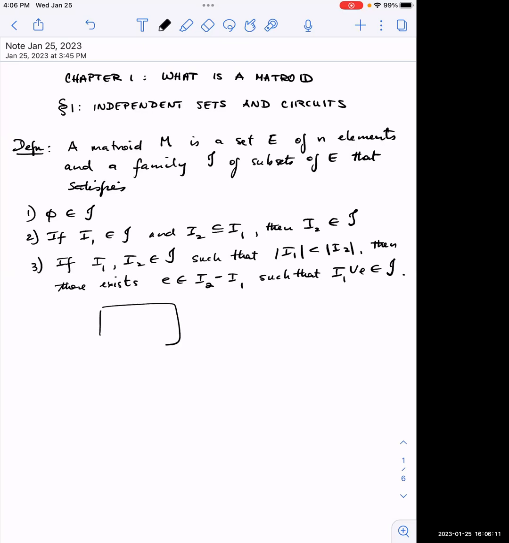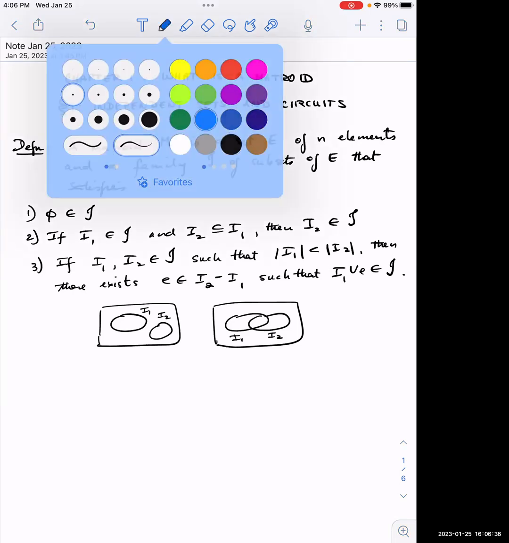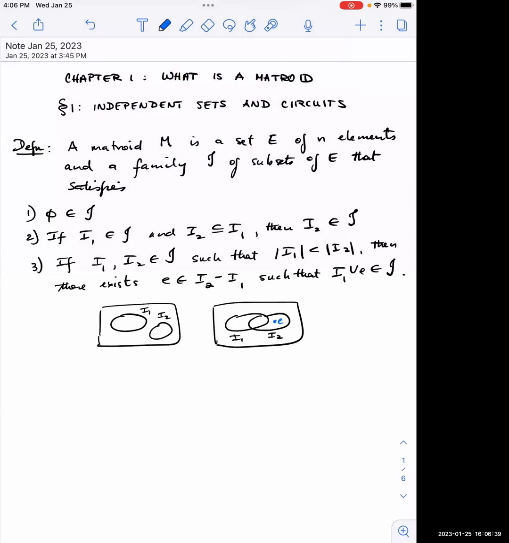So this is I1, this is I2. They may intersect or may not intersect here, right? So there'll be an I1 and I2, I1 is smaller than I2. You'll find an element e here such that you can grow I1. And that language comes from linear algebra, growing independent sets. You can grow I1.